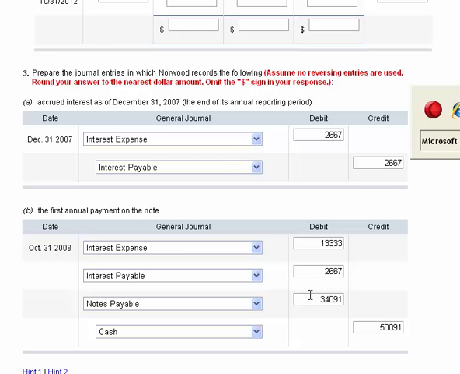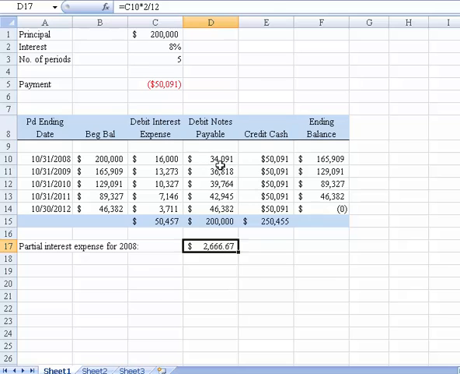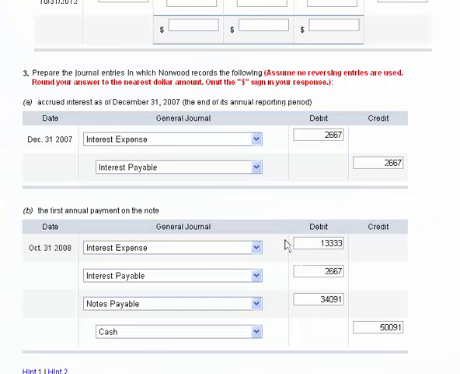And let me flip back and show you where that came from. Okay, there's the 34,091. There's the total 16,000. There's the 50,091. So hopefully you see where all that comes from. That's the first annual payment. And I think that's all there is to this problem.